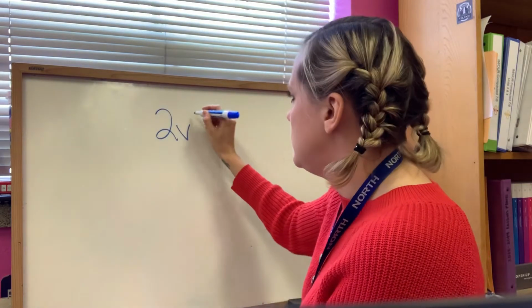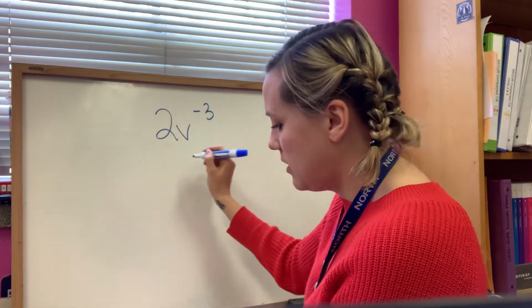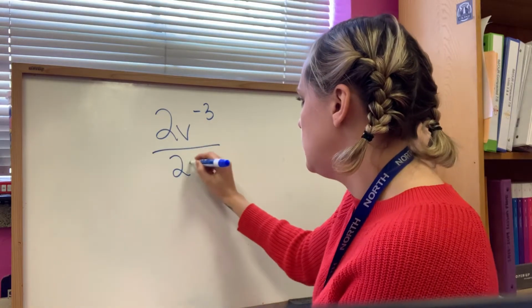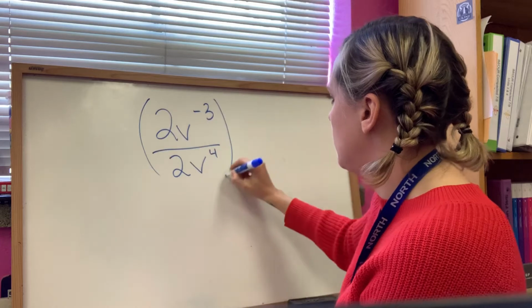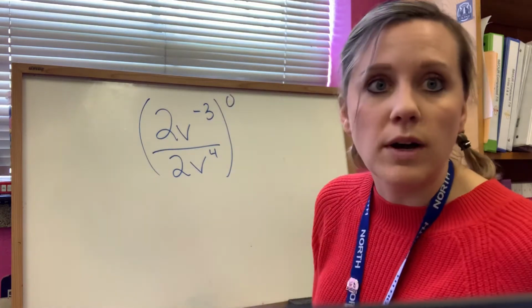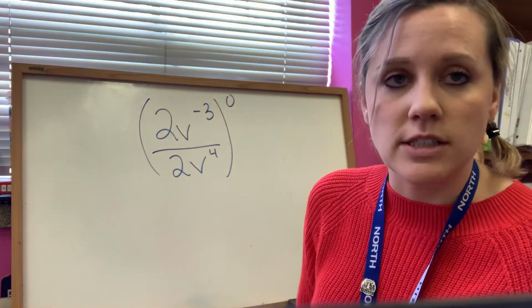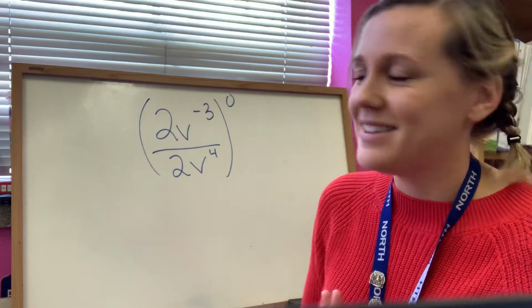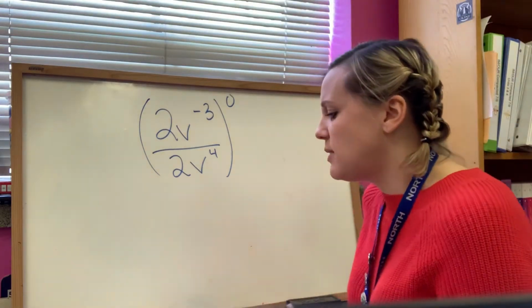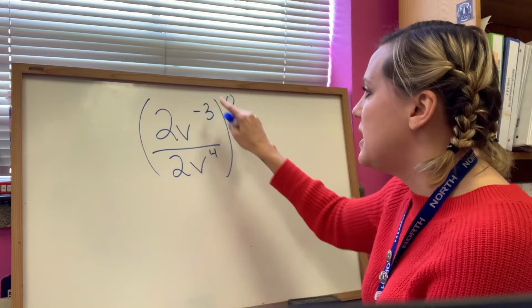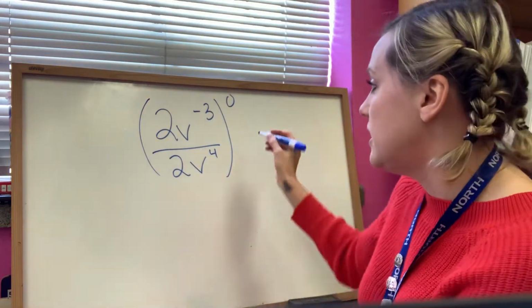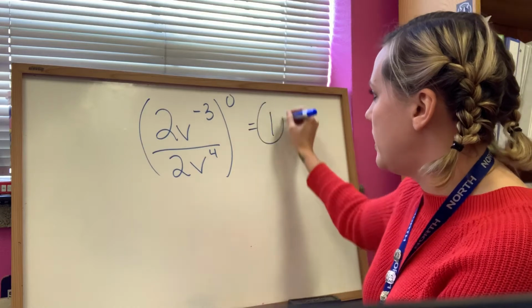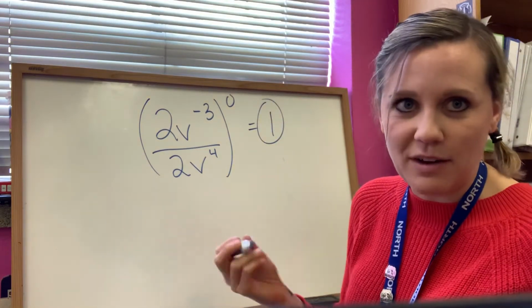2v to the negative third power over 2v to the fourth power, all to the power of 0. If you want to pause the video and try to solve this yourself, go ahead. Okay, so this one we really don't have to do anything, because this is all to the power of 0, and anything to the 0 power is 1. So our answer is 1. And that's all you have to do for that one.